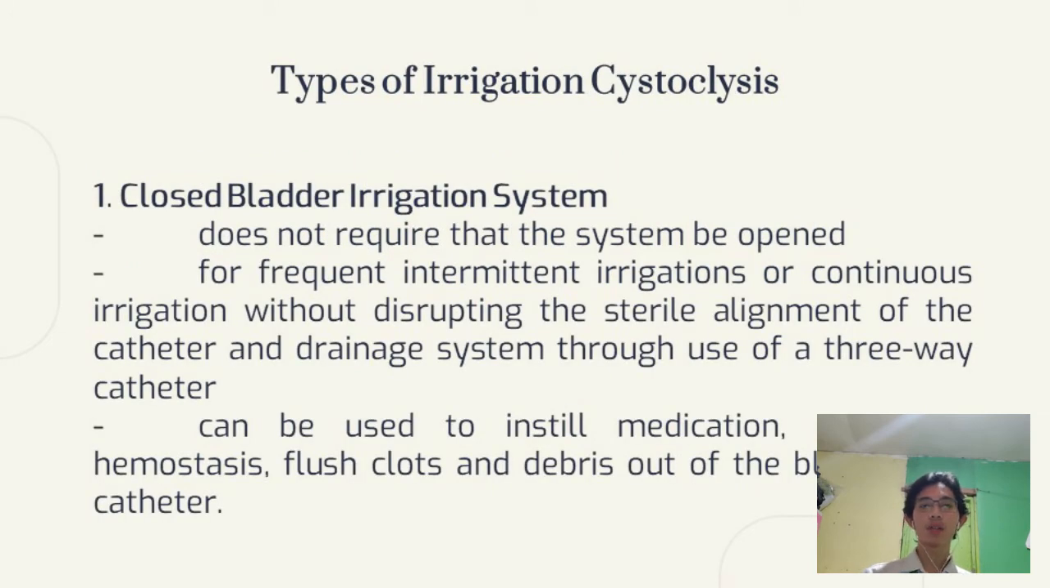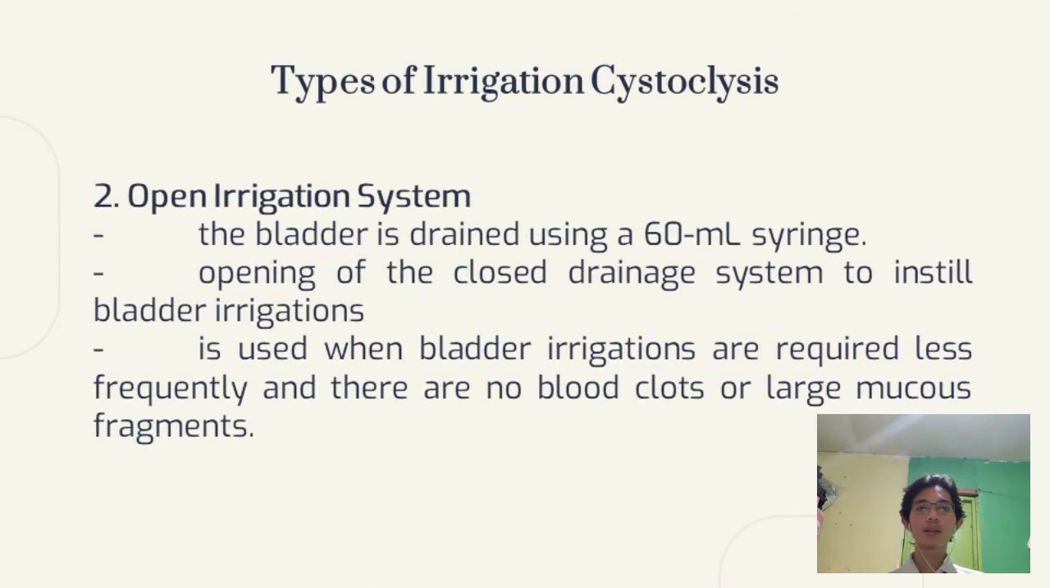Types of irrigation cystoclysis. First is closed bladder irrigation system. It does not require that the system be opened. It is used for frequent intermittent irrigations or continuous irrigation without disrupting the sterile alignment of the catheter and drainage system through use of a three-way catheter. It can be used to instill medication, encourage hemostasis, and flush clots and debris out of the bladder and catheter.